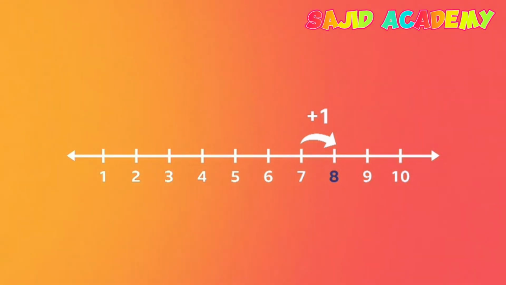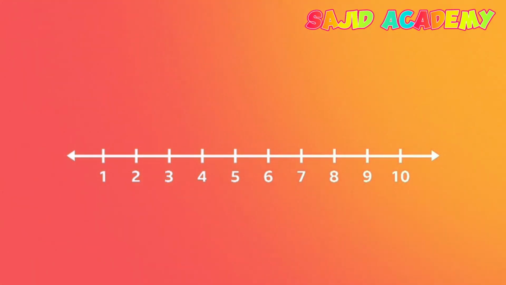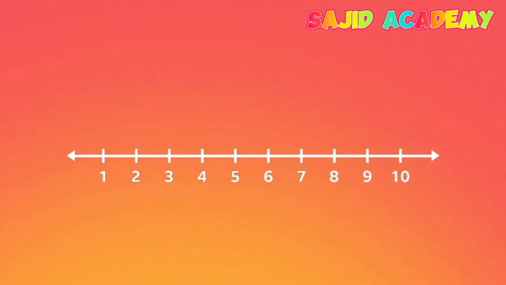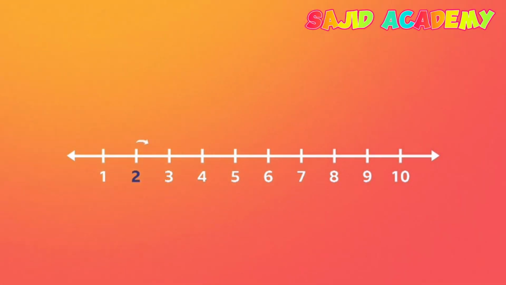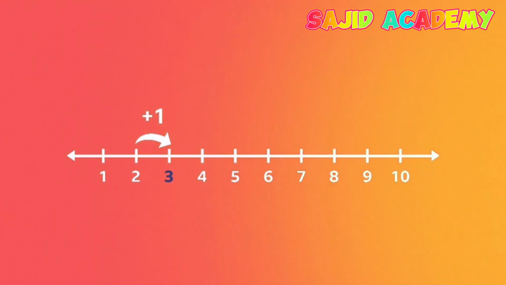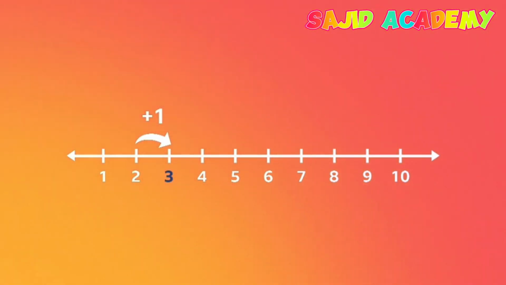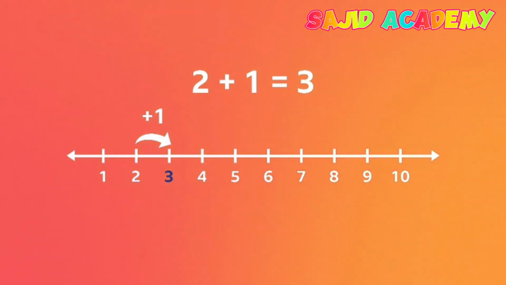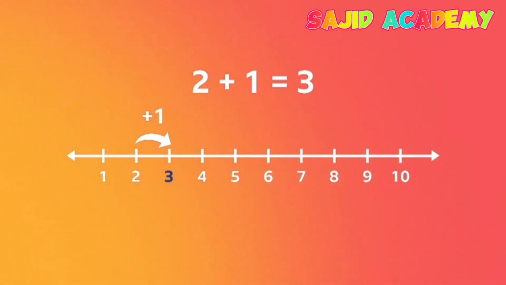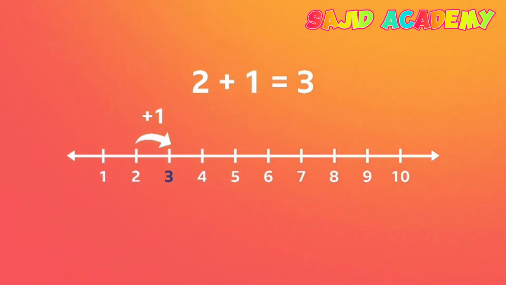Let's try another. Can you find number 2 for me? Yes, there it is. What does 2 and one more make? 3, that's right. We can write 2 and one more as a number sentence. 2 and one more makes 3. So we're now confident finding one more than a number.